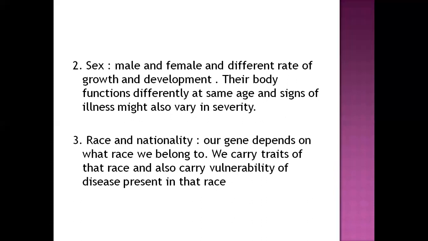Next is race and nationality. Our genes depend upon what race we belong to. We carry traits and designs of DNA of that race, and that is how our body is made up. So we are genetically or racially susceptible to something, or we are racially insusceptible to something. That is about race and nationality.